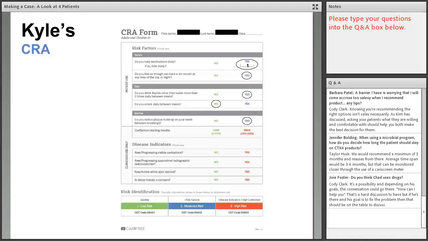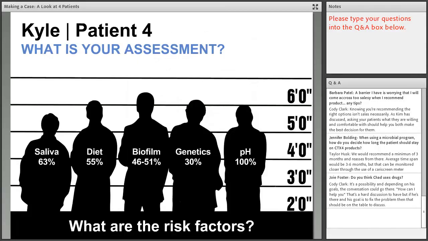Where are you going with this? So let's look at the rest of his risk assessment form here. He has a high caries screen score. So again, is he low, moderate, or high risk for dental caries? If you have at least one red answer, you're high risk. It's just simple. So Kyle's high risk.